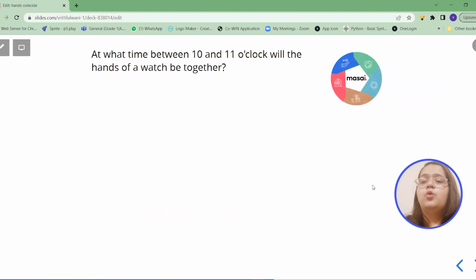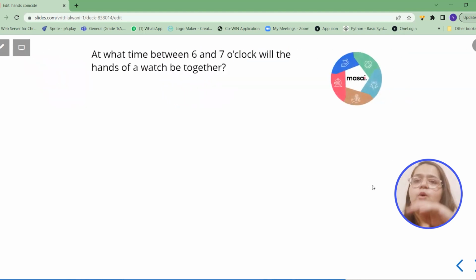Similarly, this is our next question. You can try it out. At what time between 10 and 11 o'clock will the hour hand and minute hand coincide, or when would they be together? Again, you have to do a simple thing. Take the same number, 1, 5, 5 by 11, multiply that by 10, and you will get the answer. Please do a careful division. The quotient that you get, you have to add to the minutes, and the remainder divided by 11 will give you the seconds. Simple thing.